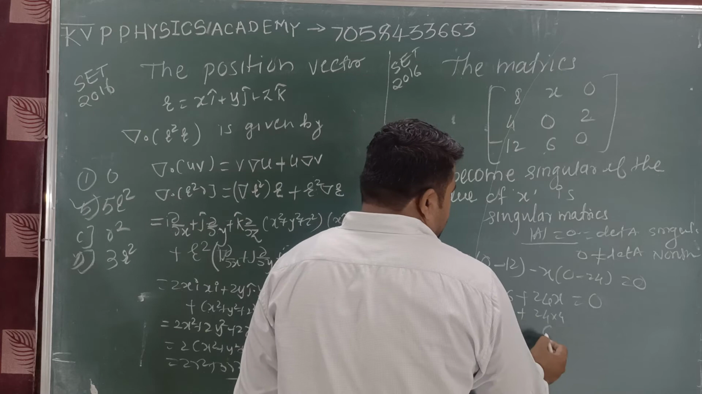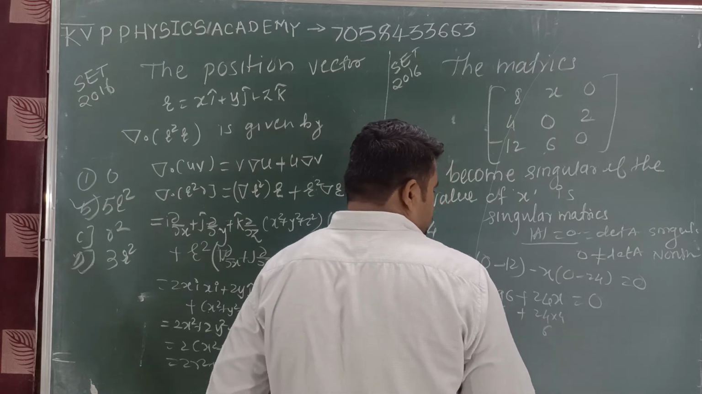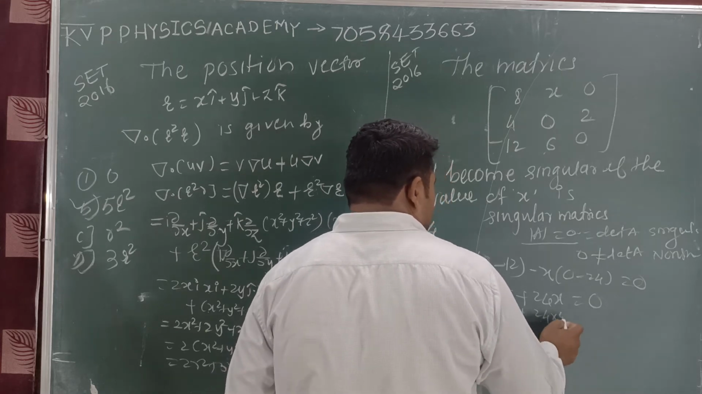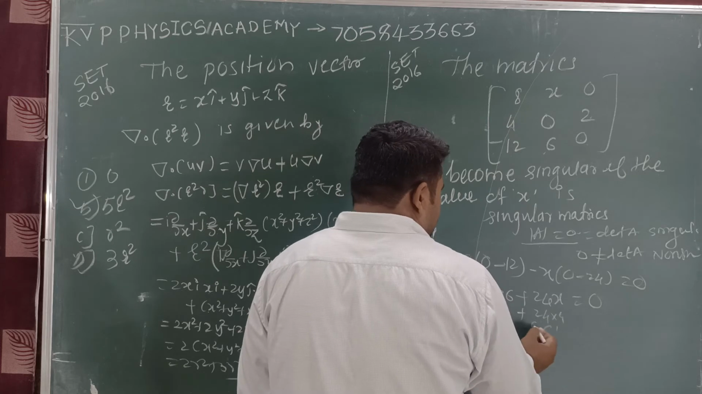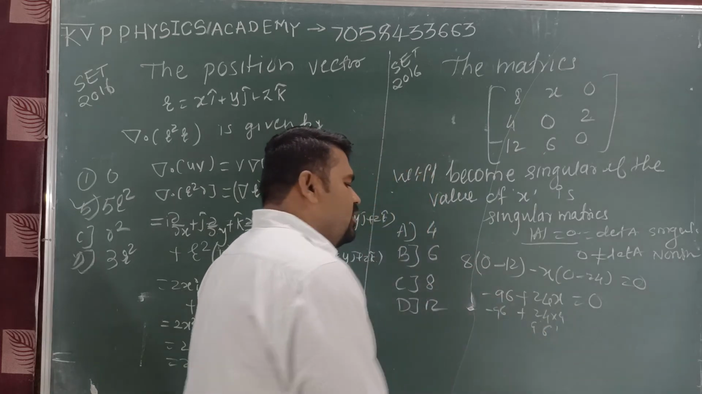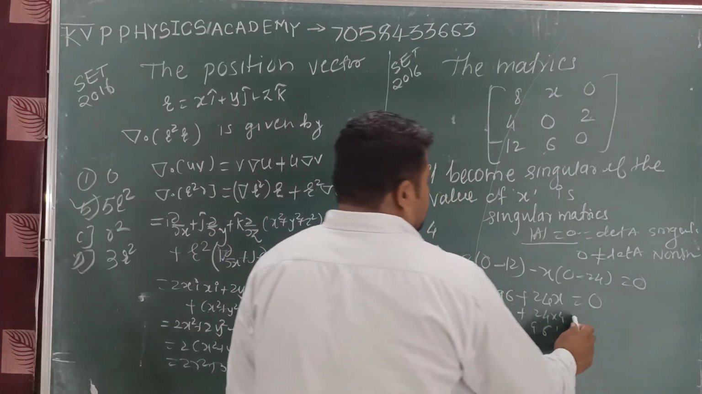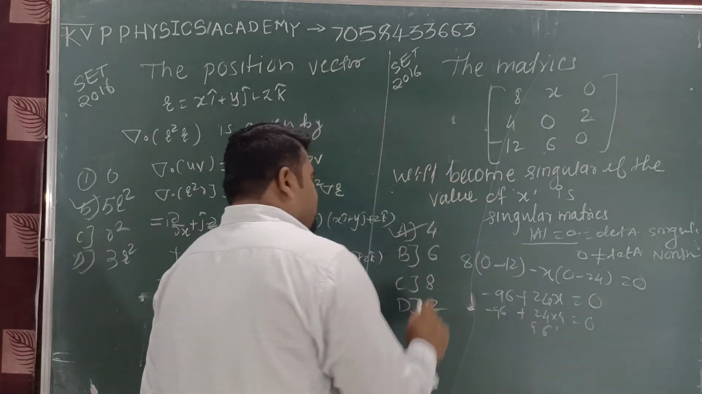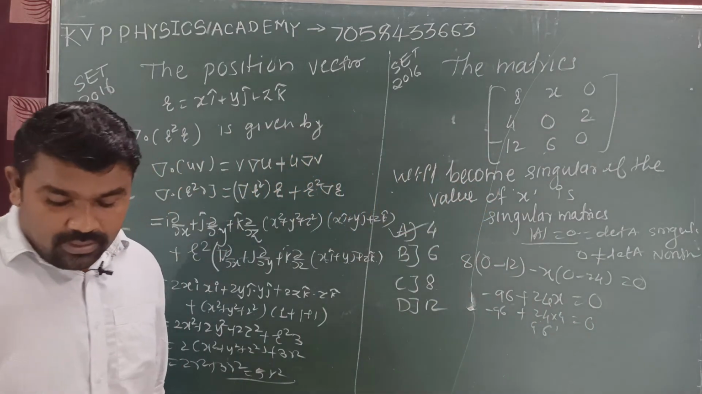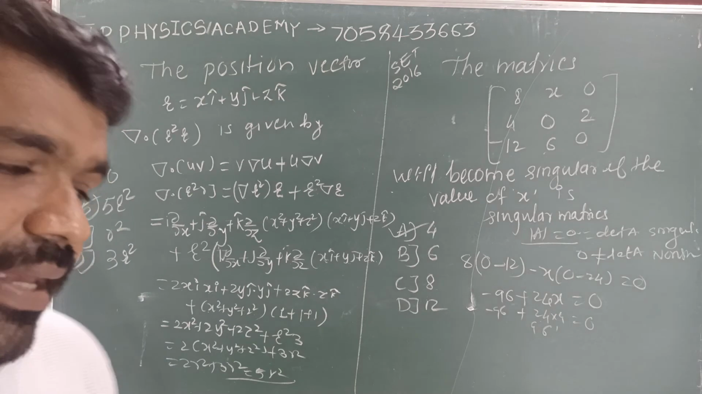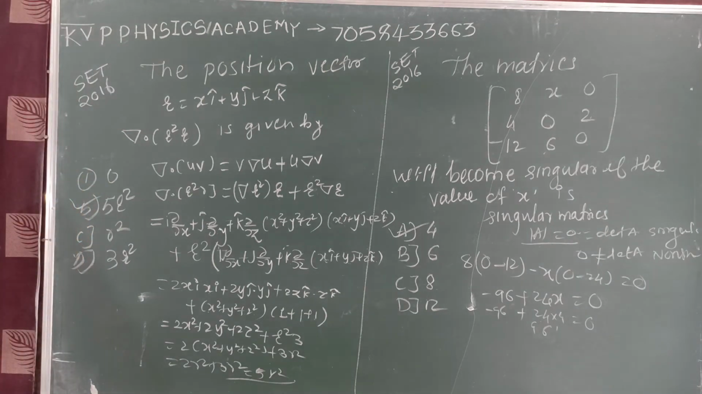Okay, 4 4s are 16. 4 into 2 is 8. 8 plus 1, 9, 96. 96 plus 96 minus 96 is equal to how much? 0. Means what value of x? This becomes 0. This is equal to how much? 0. So x is equal to 0.